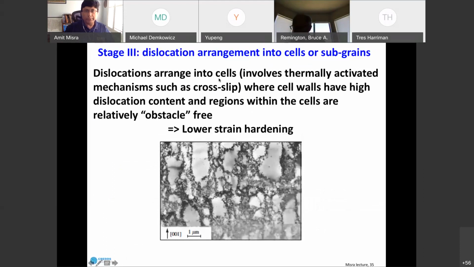Eventually, what happens is thermally activated mechanisms such as cross-slip become active. Dislocations can overcome these local barriers, and that leads to a self-organization of dislocations into these cell walls, where you have a relatively dislocation-free structure. You look at a very clean grain and high dislocation content along these walls that eventually become low-angle grain boundaries or sub-boundaries. So this gives rise to a lower strain hardening rate. Now, of course, this is dependent on the ability of dislocation structures to cross-slip from one plane to the other, and therefore dependent on the material properties.